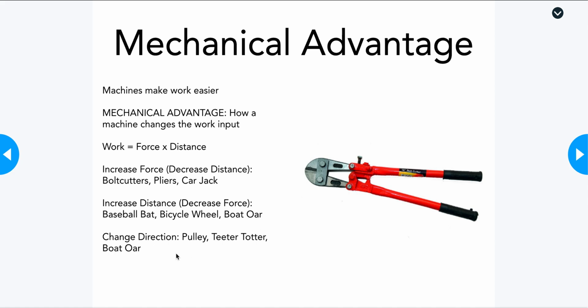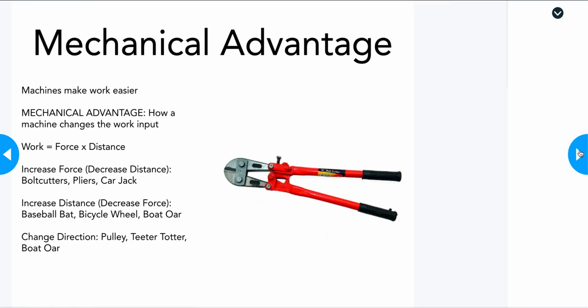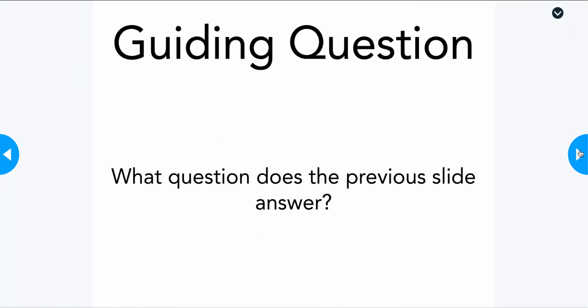A mechanical advantage can also be that you change direction. We'll talk about this with pulleys, but if you pull down on a pulley, the load goes up. In a teeter-totter, one side goes down, the other side goes up, and a boat oar actually also changes direction. What question does the previous slide answer?